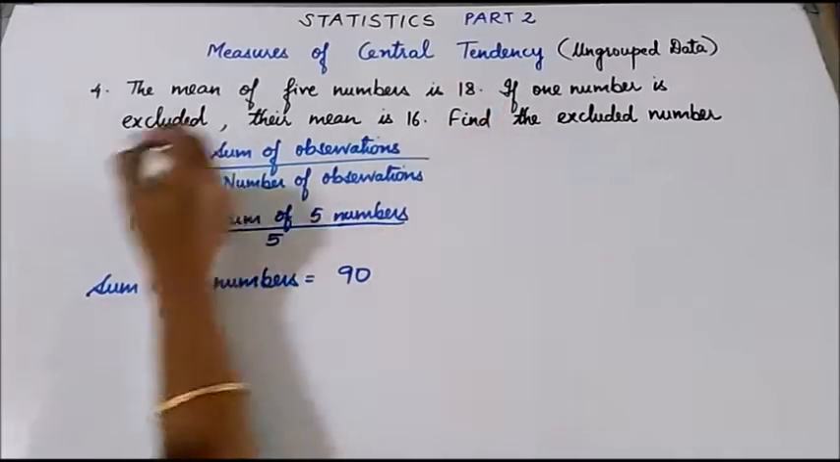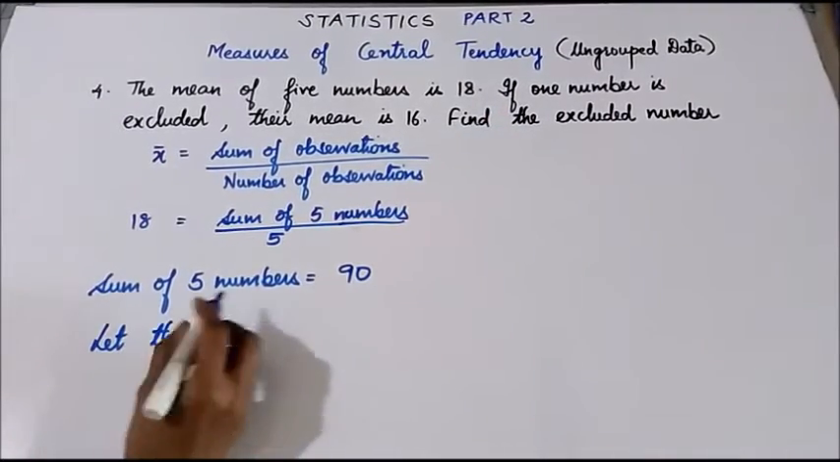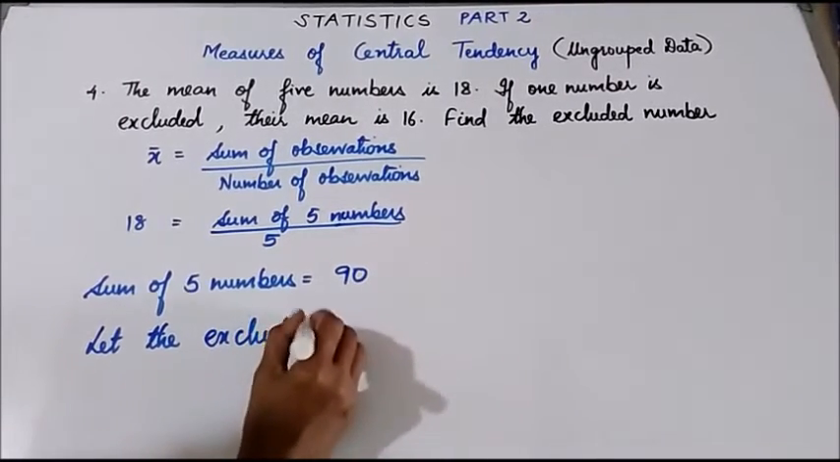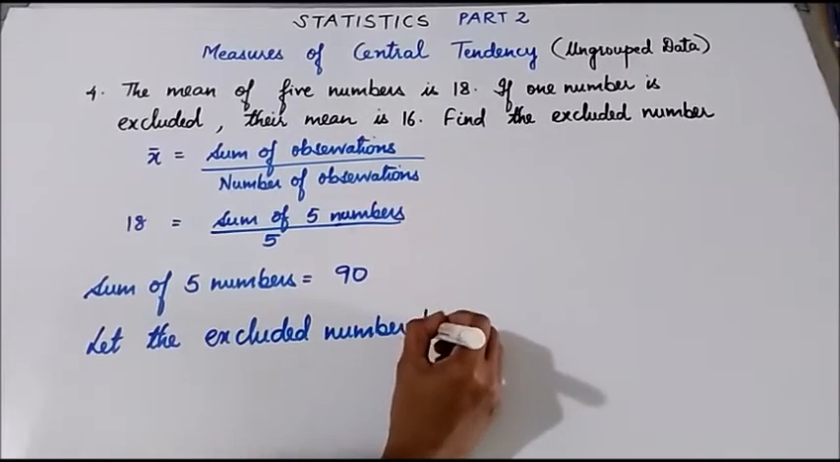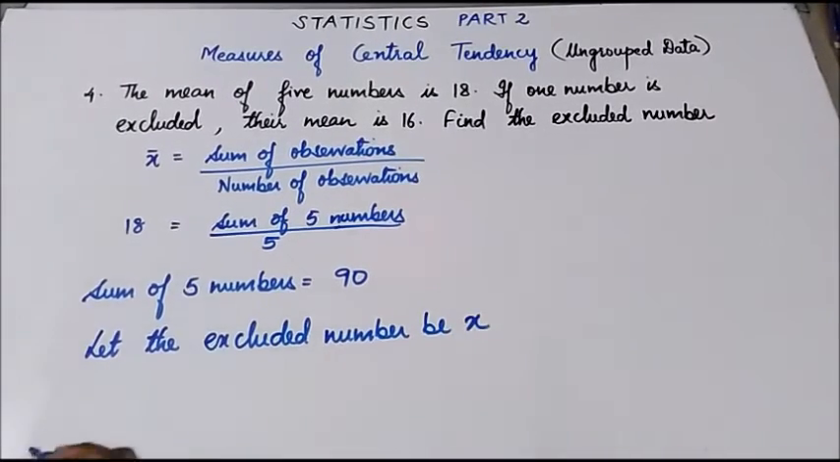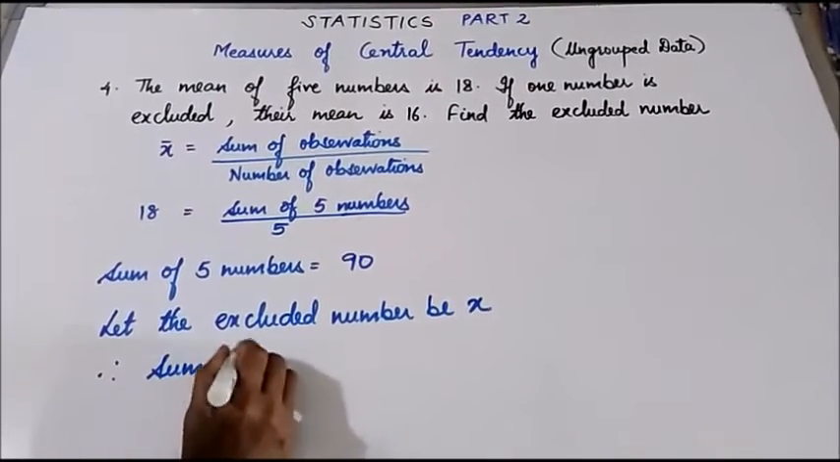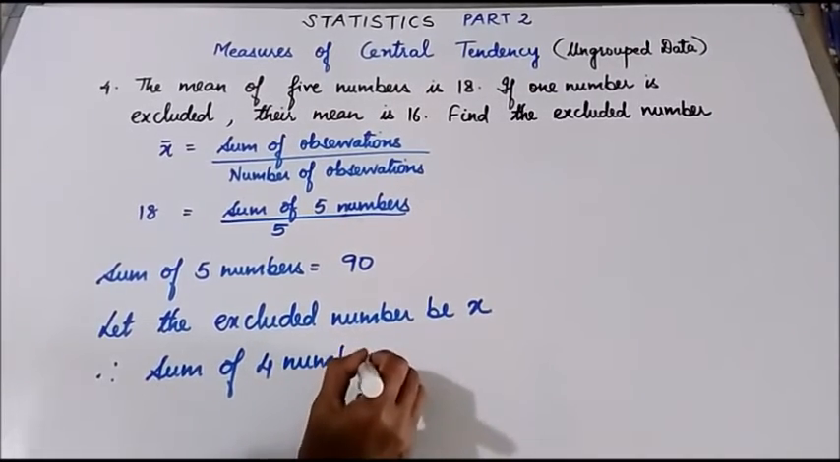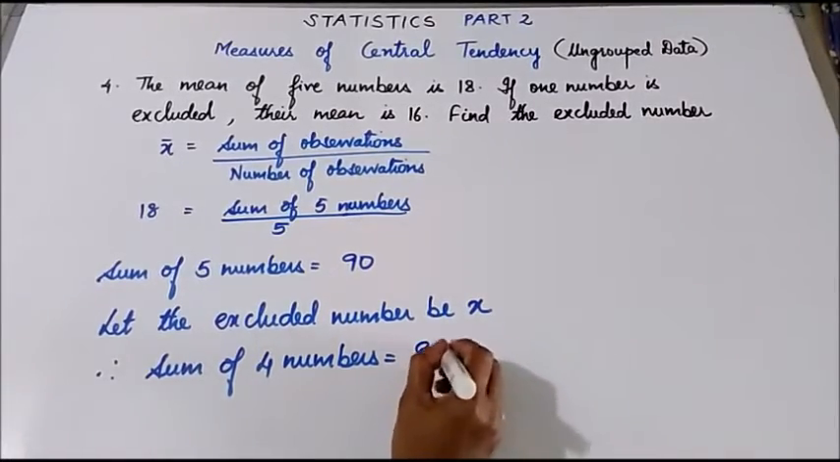Now if one number is excluded, let the excluded number be x. Excluded means they have removed one number. So therefore the sum of 4 numbers now becomes, the sum of 5 numbers is 90, we have to remove x, so it becomes 90 minus x.